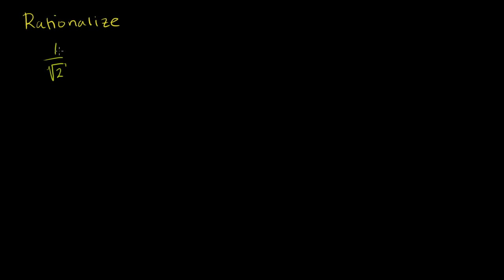Some people say, I don't like saying what 1 over the square root of 2 is. I don't even know how big that is. I want to know how big the pie is. So I want the denominator to be a rational number. So with that said, let's learn how to rationalize it.